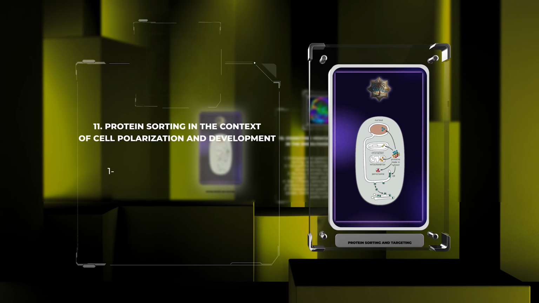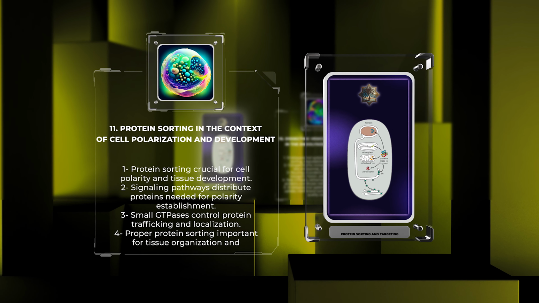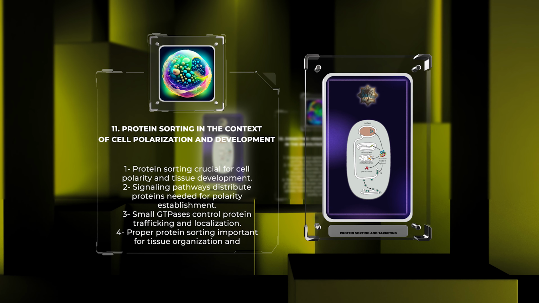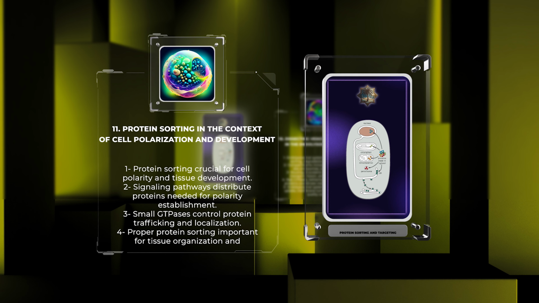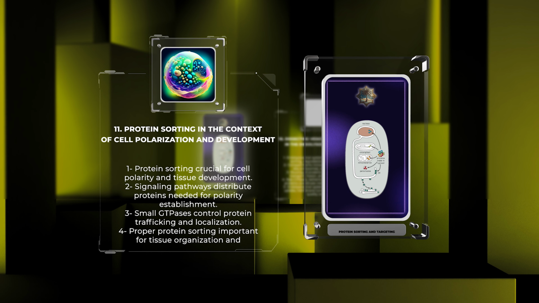Protein sorting is crucial for cell polarity and tissue development. Signaling pathways help distribute proteins needed for polarity establishment, like receptors and transporters. Small GTPases, CDC42 and PAR3, control protein trafficking and localization. Proper protein sorting is vital for tissue organization and functionality. Defects in sorting can cause developmental issues and disease.